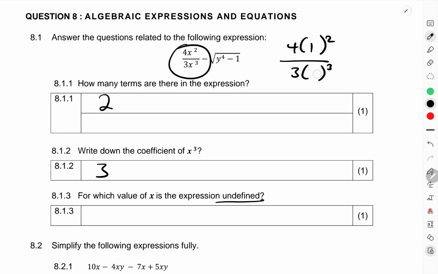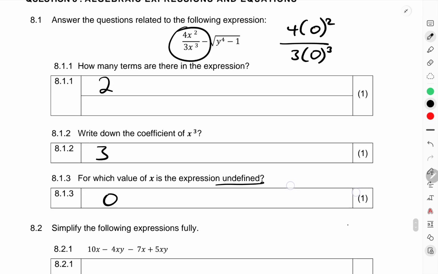Let me just say, if I substitute 1, obviously I'm going to get a number. If I substitute -1, I'm going to get a number. But what value can I substitute so that I'm going to receive an error? Any number divided by 0 is undefined. For now, in high school, it is undefined, meaning for us to find the value of x being undefined, the value of x has to be 0.